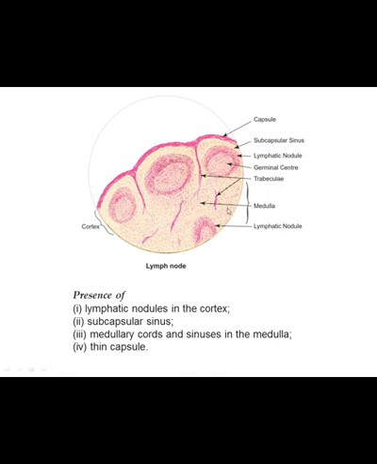Here is a slide of lymph node. Here we see capsule on the outer surface. Under the capsule, subcapsular sinus, and in the cortex, these lymphatic nodules, which have germinal centers, and these are the trabeculae. These are the identification points of the lymph node, lymphatic nodules in the cortex. These are nodules. Subcapsular sinus, medullary cords and sinuses in the medulla. This is the deeper part, medulla, which has medullary cords and sinuses, and a thin capsule.